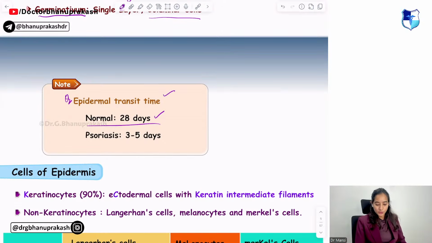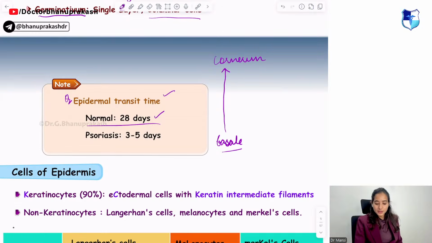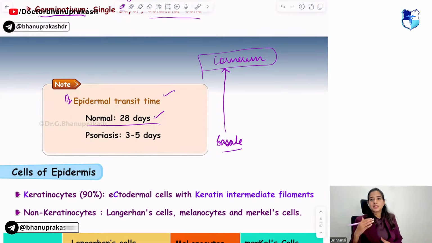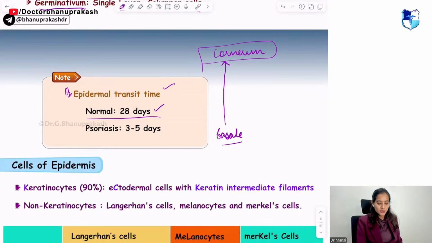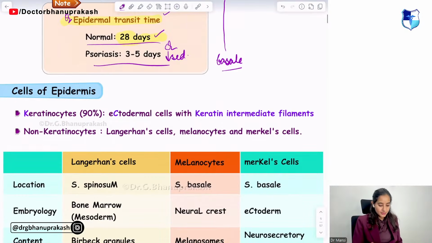Epidermal transit time. As I told you, the basal layer, the lowermost or innermost cell layer, and the uppermost is the corneum, right? So this takes time. The cells from the basal layer differentiate continuously and go up to the corneum. That takes some time, which is called your epidermal transit time. Normally it is 28 days, but in psoriasis, very important, has been asked previously, it is 3 to 5 days. So this gets reduced. That's what you have to remember for this.